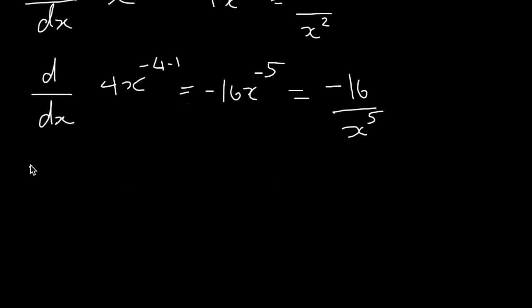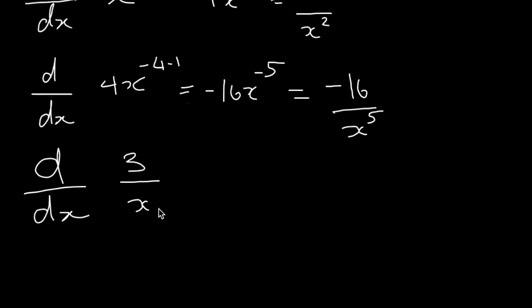So let's have another situation that is related. So we go d over dx, and let's say we have 3 over x to the power of 2. In this situation, what we want to do is convert it into this form, right? So we can follow the rules. So this will be equal to 3x to the power of -2, right?